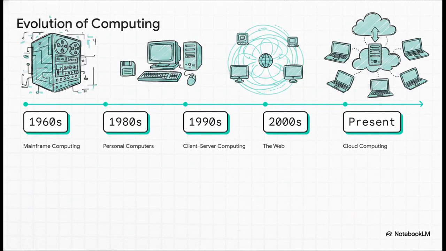Now, to really appreciate where we are today, we have to look at how we got here. Back in the 1960s, it was all about massive mainframe computing. Then, by the 1980s, the technology shrank down to personal computers sitting right on our desks. In the 1990s, we started connecting those machines through client-server computing, which eventually exploded into the massive expansion of the web in the 2000s. And that brings us right to the present day, cloud computing. We've fundamentally shifted from thinking of computing as a physical product you have to own to computing as a flexible, on-demand service you just access over the internet.